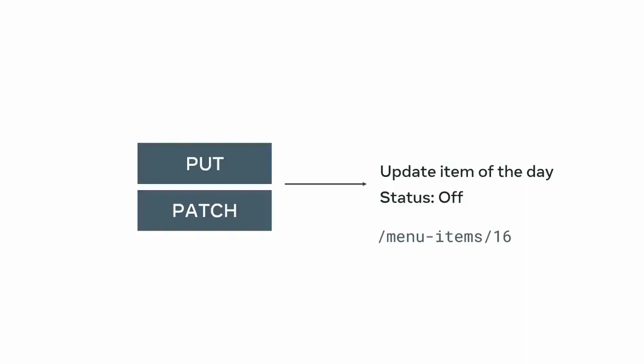Now, when the manager updates the item of the day, a HTTP patch or put call is sent to the API to set the status of the previous item of the day to off. Say item 16 is the item of the day. The API for such a call would be menu items/16 with a HTTP request body with a status set to off.